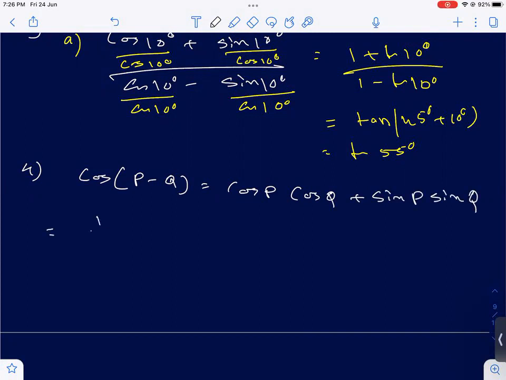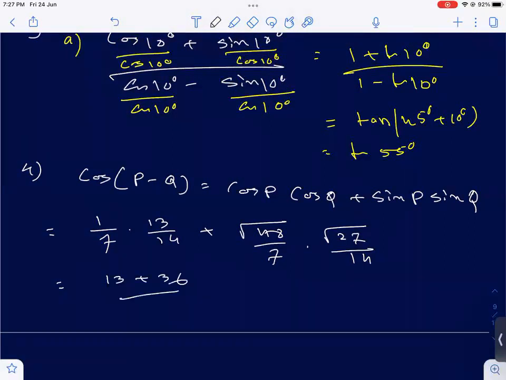Just let us proceed. If it is cos P, then sin P is root over 1 minus cos square P. So directly I am putting the value. And sin P is root over 48 by 7. Just check it, 27 by 14. If you calculate, we are getting (13 plus 36) by 98. We are getting it is half. That is cos 60. So according to this question, this is B.